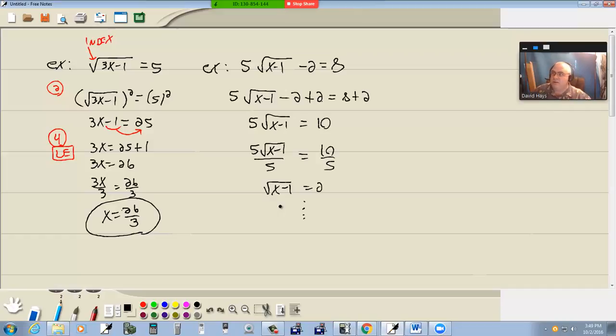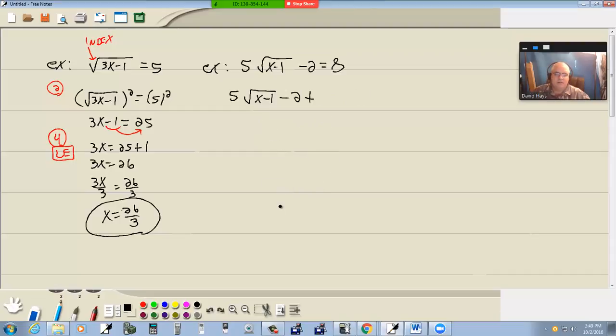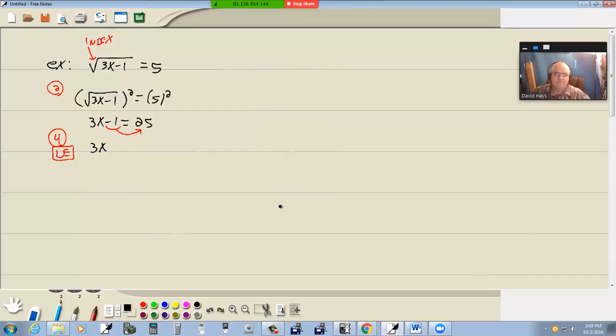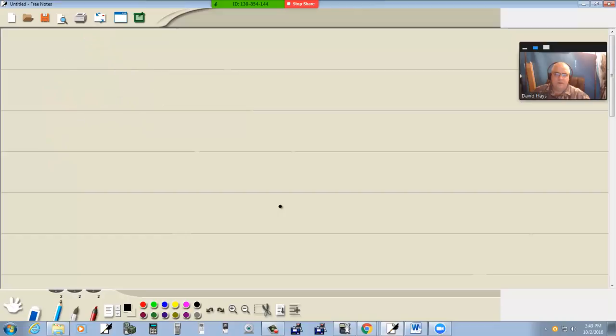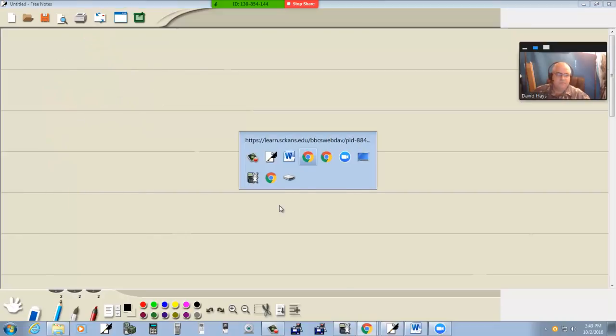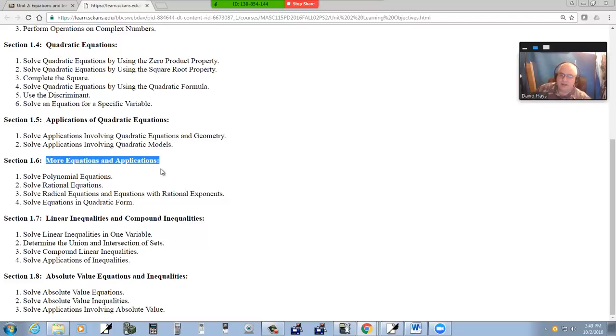Now I didn't show the hardest type of radical equation here. If you watch YouTube videos, I got examples out there of the hardest type. Okay, now that was our radical equations.